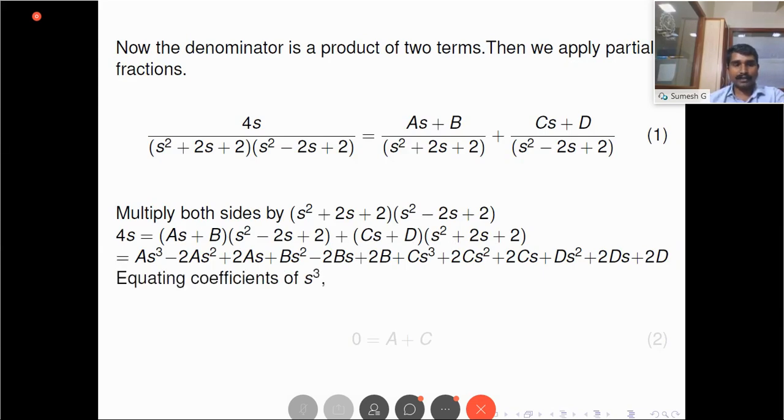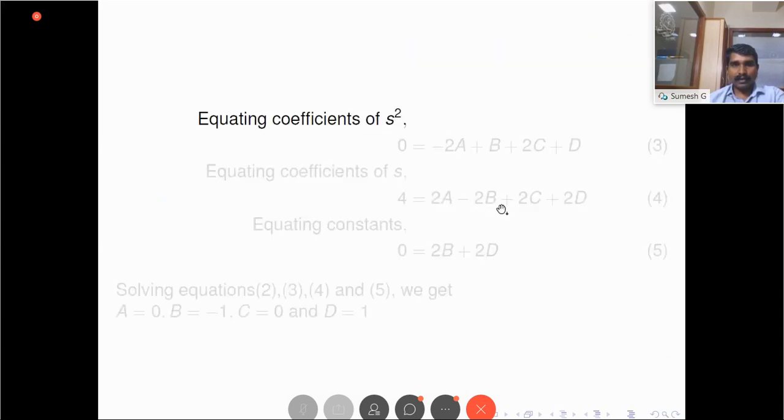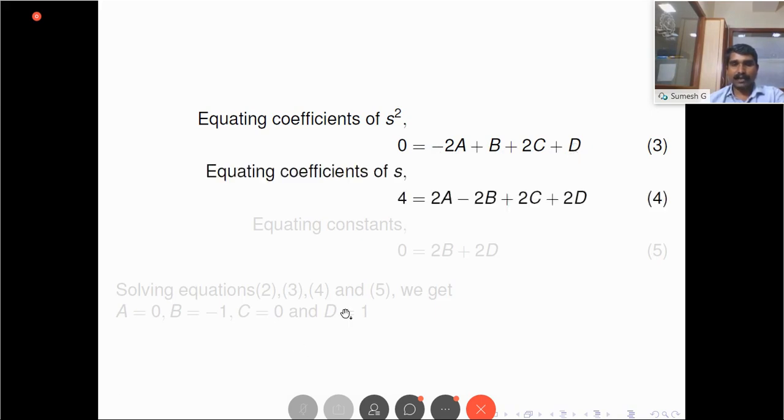First we equate the coefficients of s cube. We have the result 0 equal to a plus b. Mark it as equation 2. And equate the coefficients of s square. We obtain 0 equal to minus 2a plus b plus 2c plus d. That's equation 3. Equate coefficients of s. Get the expression as equation 4. Finally equate constants. We obtain 0 equal to 2b plus 2d, equation 5.